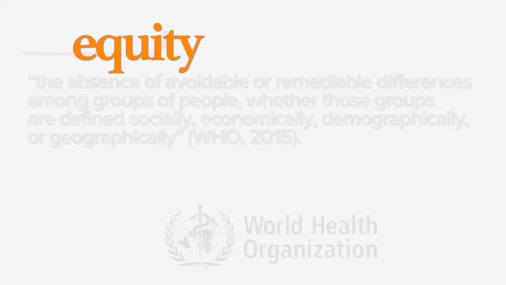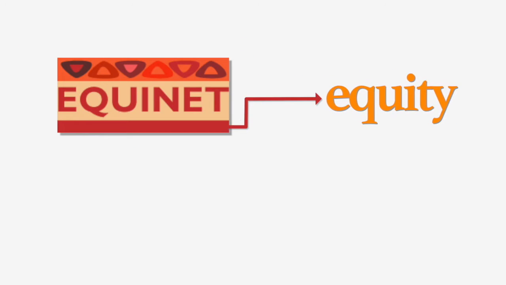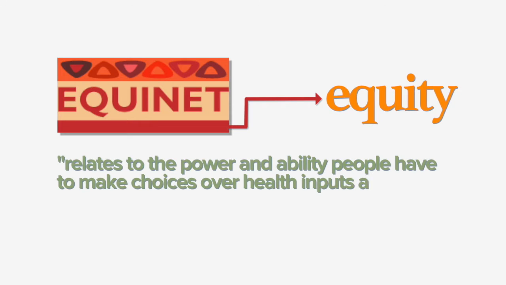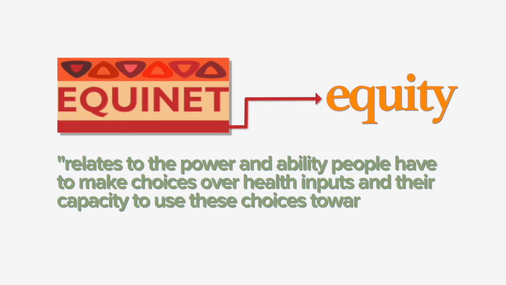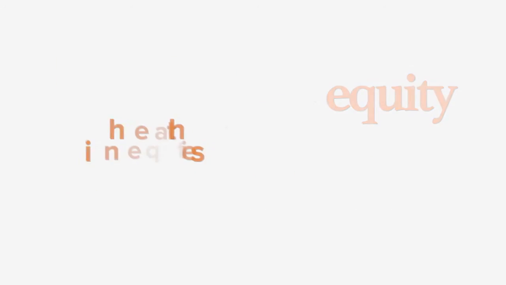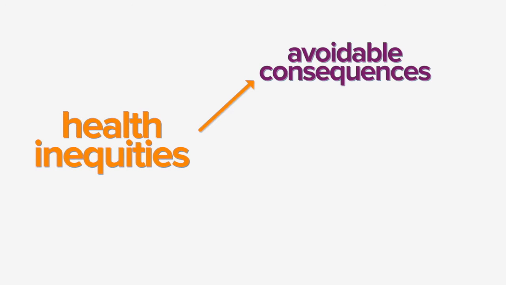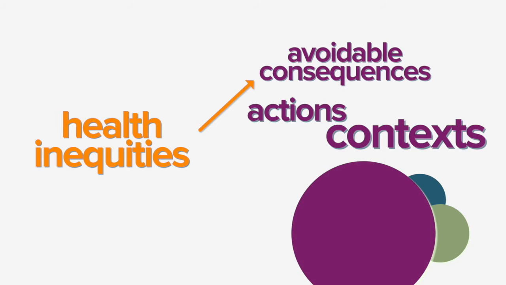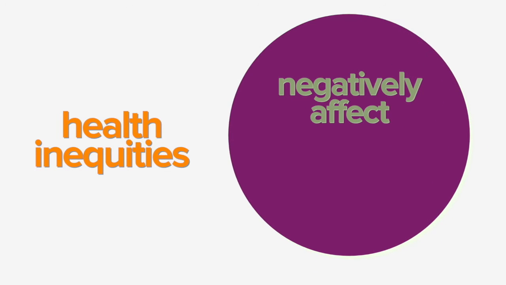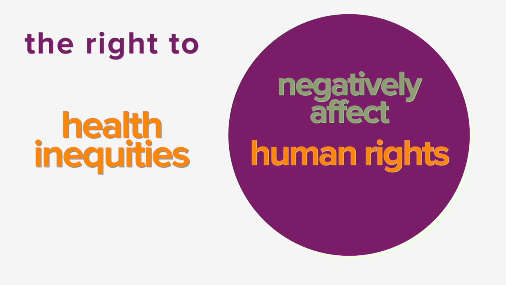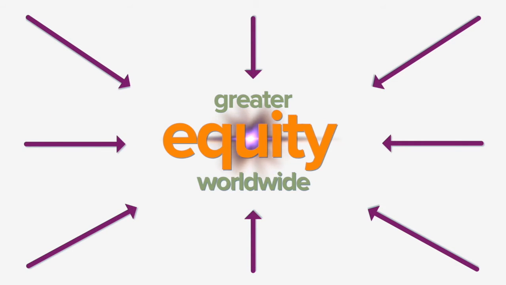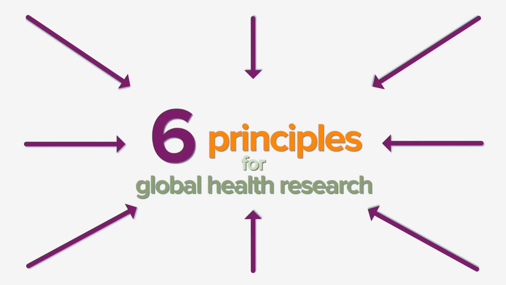We also appreciate Equinet's understanding of equity as it relates to the power and ability people have to make choices over health inputs and their capacity to use these choices toward health. Health inequities are often avoidable consequences of actions and contexts that disproportionately advantage some groups over others. These negatively affect human rights, including the right to health. With the overarching goal of promoting greater equity worldwide, 6 principles for global health research evolved from our studies.